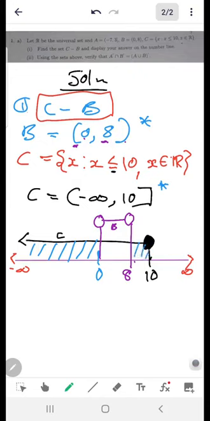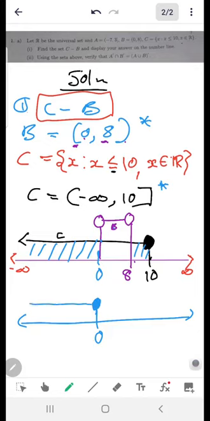All right, so to represent this part, we are going to look at 0. Okay, we'll look at 0. Is 0 part of B? The answer is what? No. Okay, so since 0 is not part of B, this is how our answer will look. So 0 is not part of B, but it is part of C, so it will be shaded and it will go this side.